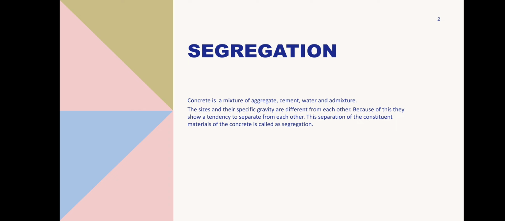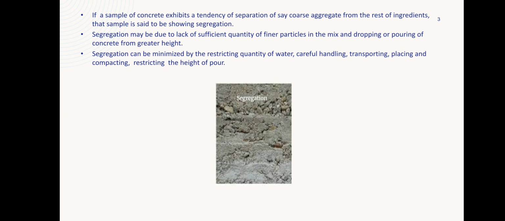And this separation of the constituent materials of the concrete is called segregation. If a sample of concrete exhibits a tendency of separation of, say, coarse aggregate from the rest of the ingredients, that sample is said to be showing segregation. Now let's discuss what the causes of segregation are.